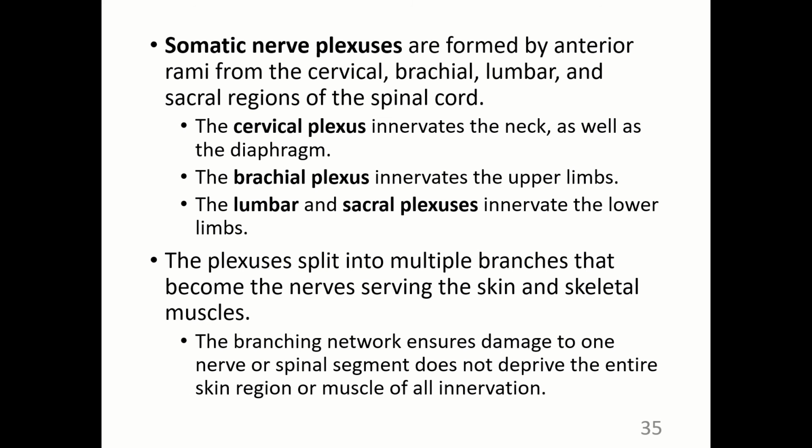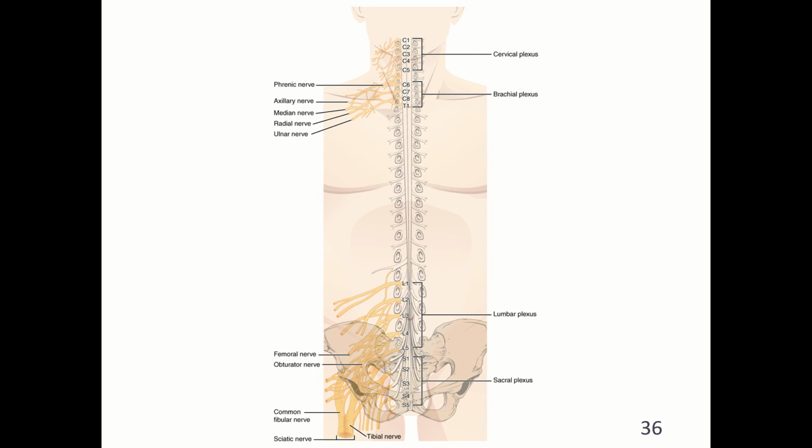The plexuses will split into multiple branches that become the nerves serving the skin and skeletal muscles. The branching network ensures damage to one nerve or spinal segment does not deprive the entire skin region or muscle of all innervation. It's kind of like a fail-proof system. What do they call that? A fail-safe.